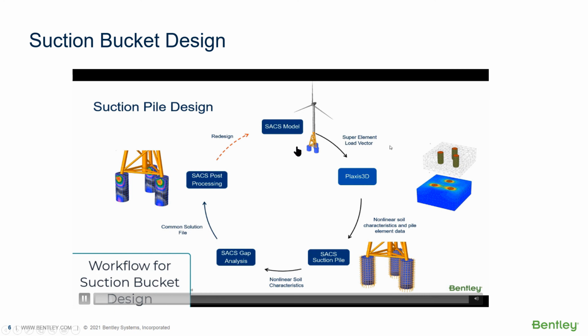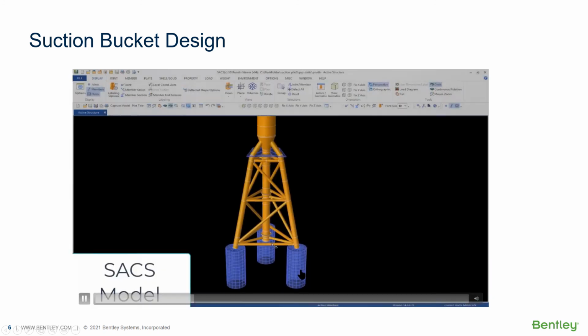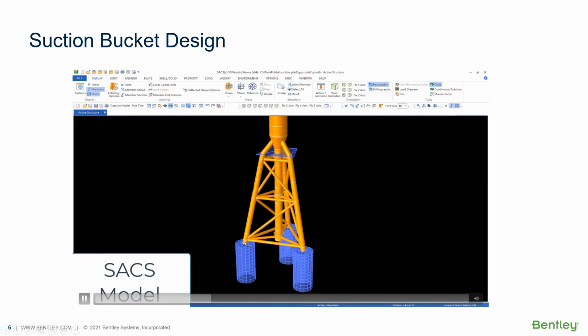Here, first we generate the SACS model and super element, and the stiffness matrix and load vector are exported to Praxis 3D. Praxis 3D calculates the soil pressures between the wall of the suction bucket pile and the soil, and then it is imported again in SACS. Then it does the analysis and code checking.